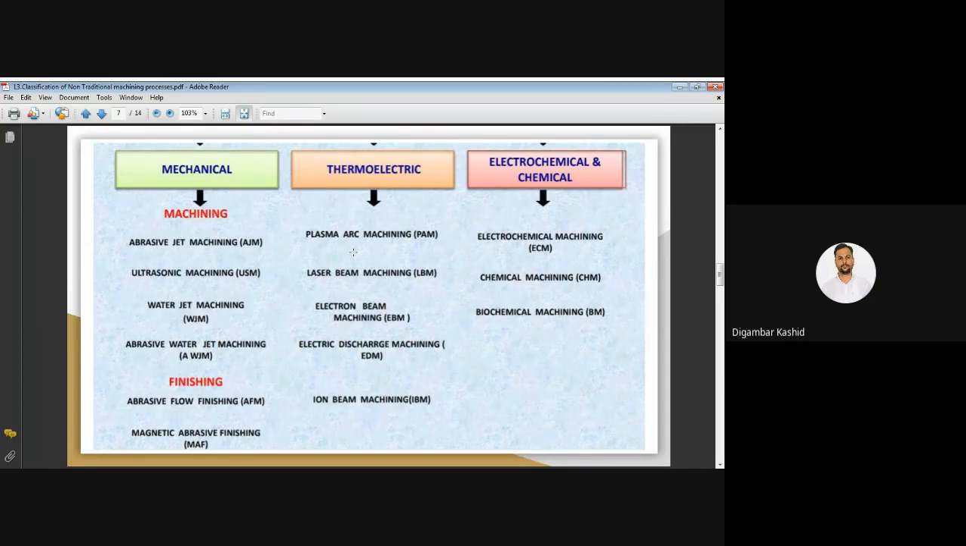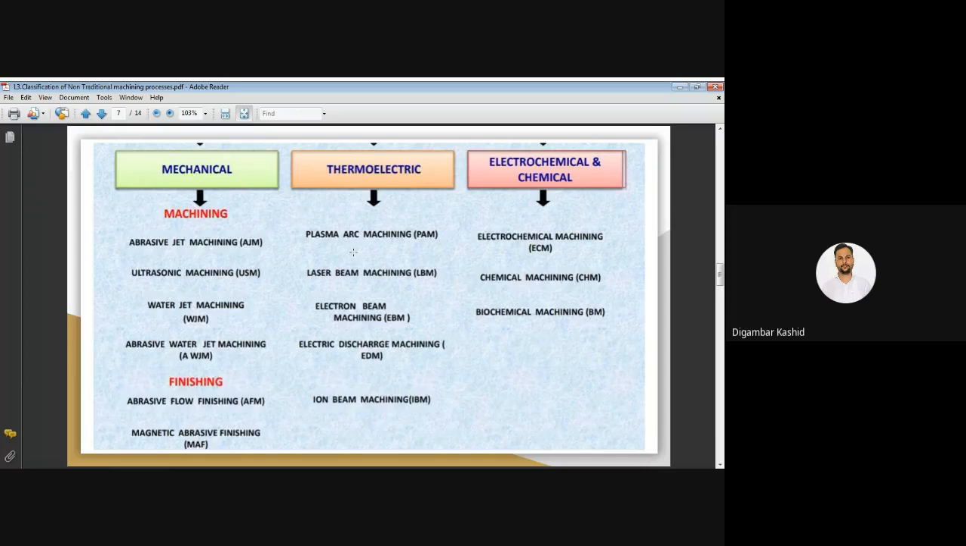Here the energy is normally concentrated onto a small area of your workpiece. When you concentrate the heat on a small portion of the workpiece, it results in melting or vaporization, and in some cases both melting and vaporization. Due to that action, melting and vaporization, metal removal happens.